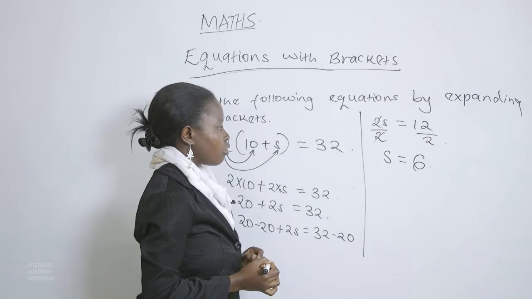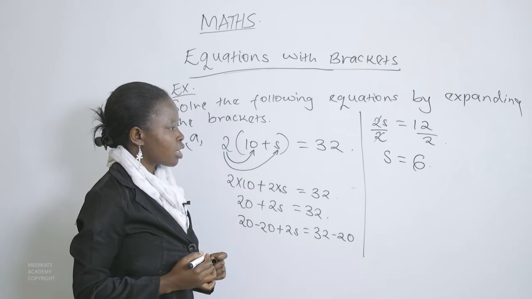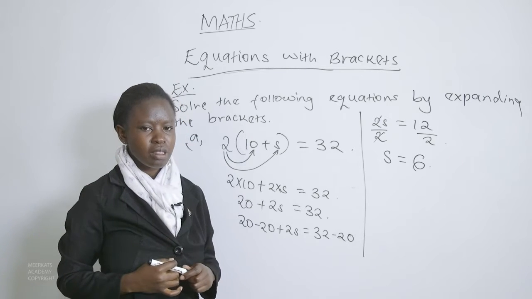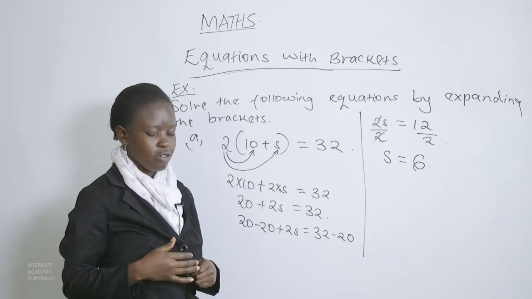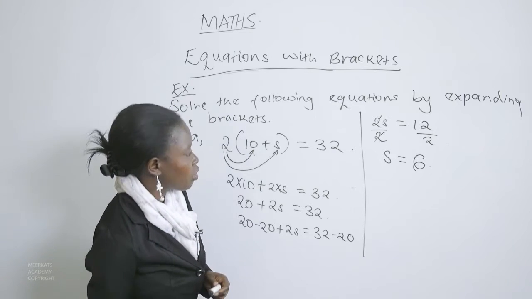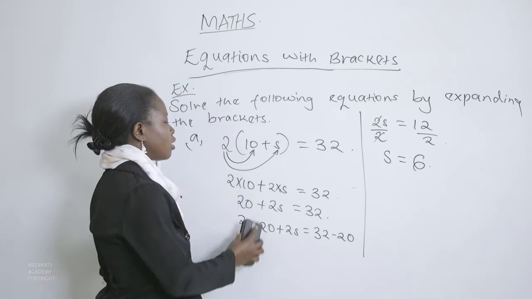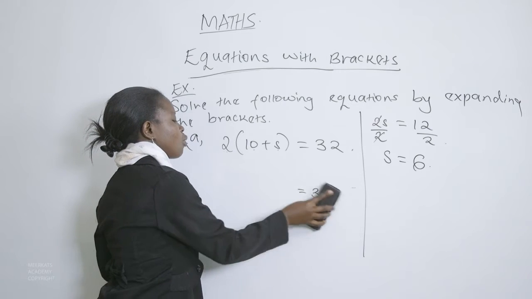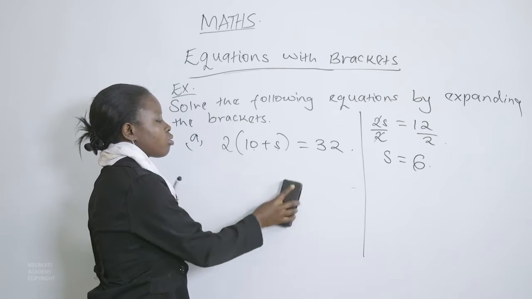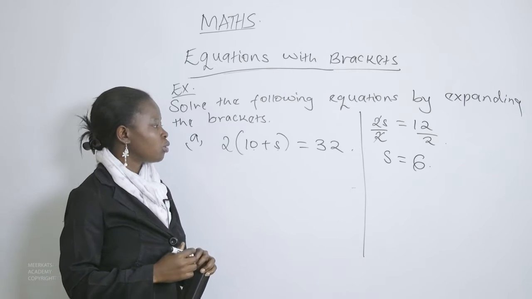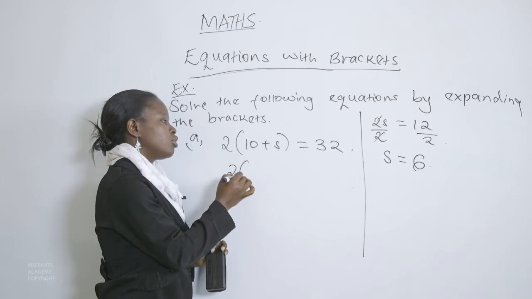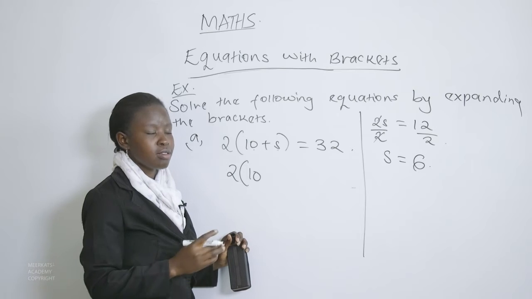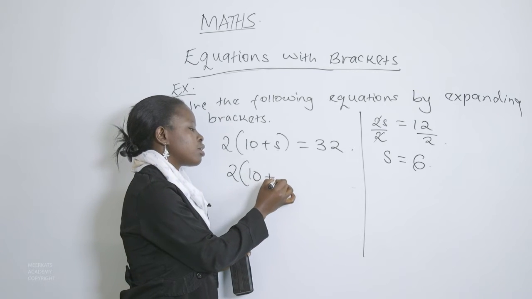So the value of our pronumeral, which in this case is s, is equal to 6. Just to verify and find out if our solution is correct, we substitute the value of s in the original equation for us to find out if whatever we have is true or not. So substituting s in our equation, we have 2 into 10 plus s, and our value for s in this case is 6. So this is 10 plus 6.